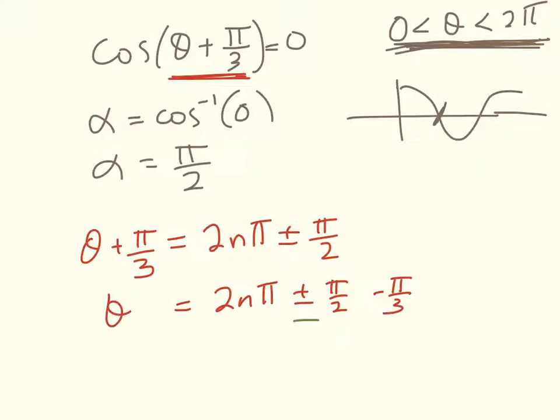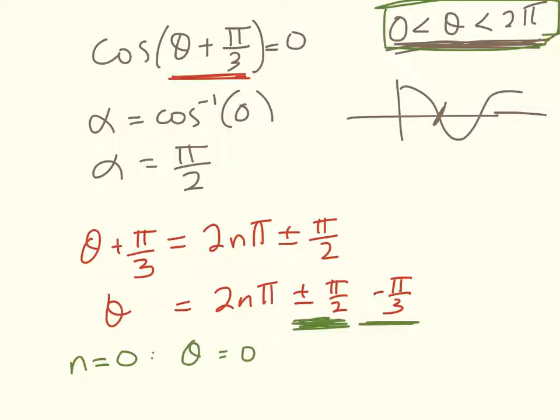Now just remember, we don't want to combine those two bits because sometimes this first bit will be a plus and sometimes it'll be a minus. So that's my general solution. Unfortunately, I was asked for the solutions within this domain, so I now need to go ahead and substitute. So we'll start off with n equals 0, and we'll get theta is equal to 0. We'll do the minus first, so minus pi on 2 minus pi on 3, and that's going to be negative, so that's not a solution.